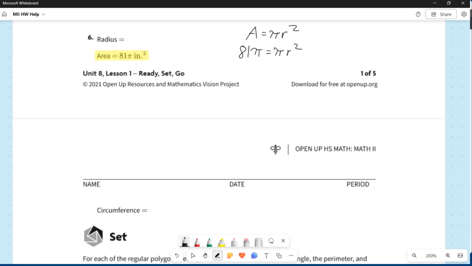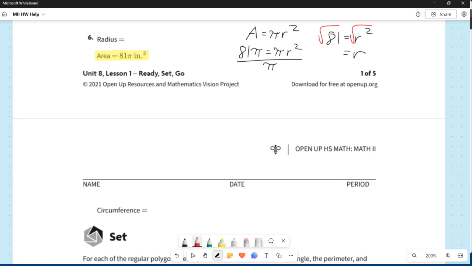I want to get r by itself, so I have to deal with the pi and I have to deal with the squared. We're going to deal with the pi first, so we're going to divide by pi. What's nice about this is that all of the pi's go away, and I'm left with just 81 equals r squared. In order to undo squaring, I want to find the square root. So we take the square root of r squared. That gives us r, and whatever we do to the right-hand side, we have to do to the left. So we're taking the square root.